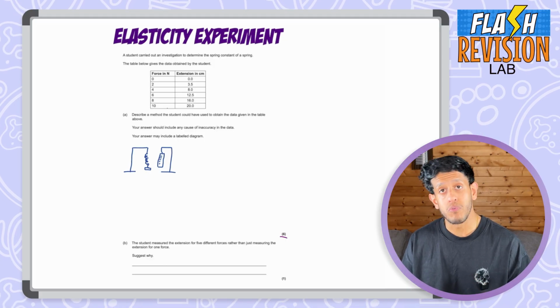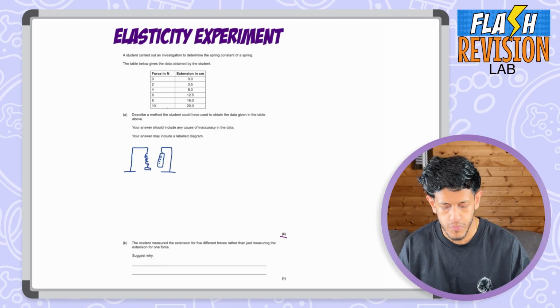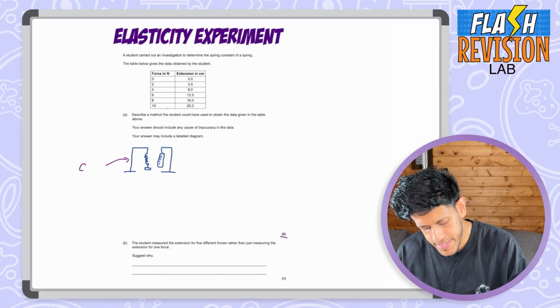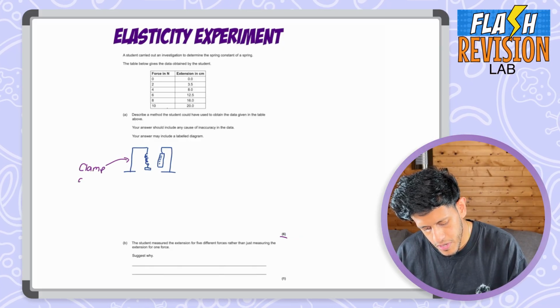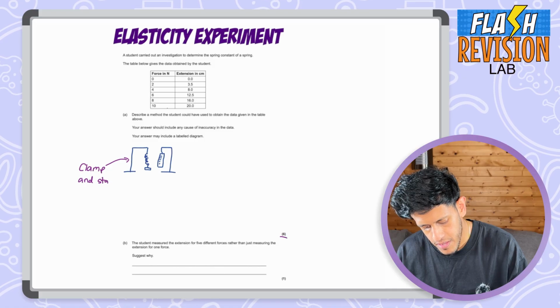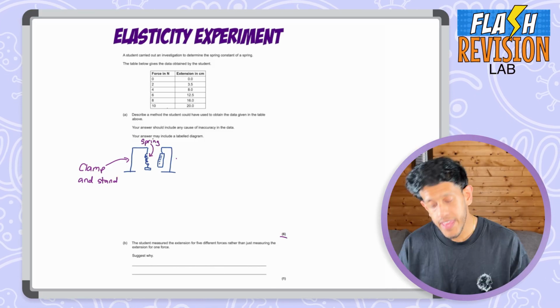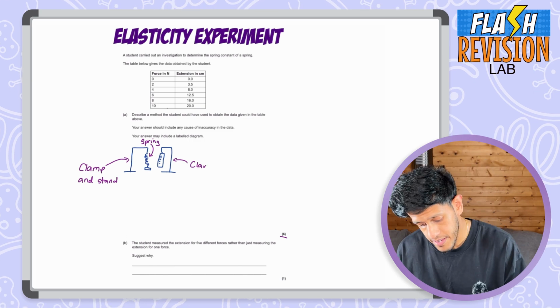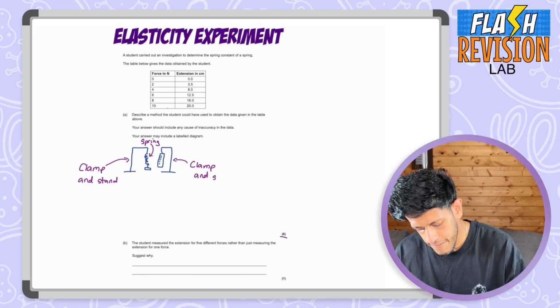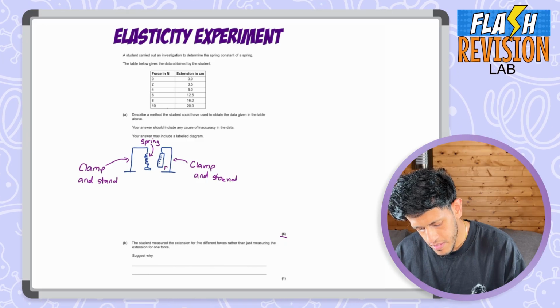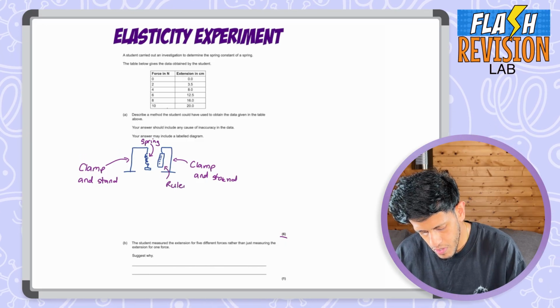I will now label this diagram with the key points that we're going to need. So what I've got on the left hand side here is a clamp and stand. So we're going to need this because on this clamp and stand we've hung up the spring that we're testing. So here's our spring. And then on the other side I have another clamp and stand, but on that one I have a ruler instead because I'm going to need to measure some length.